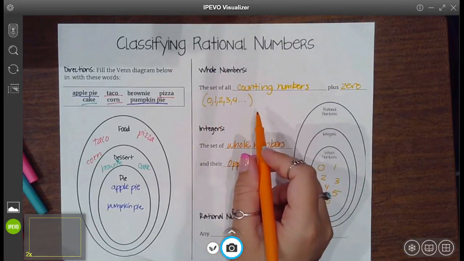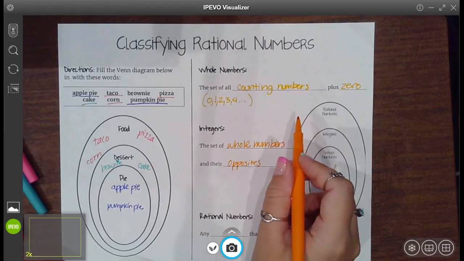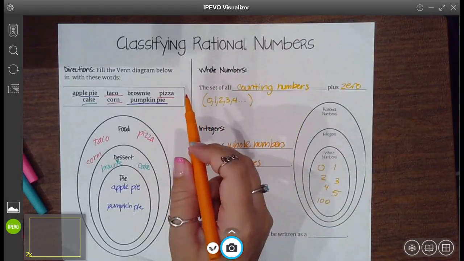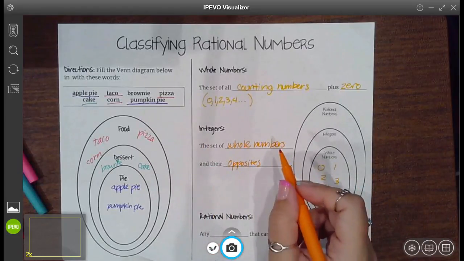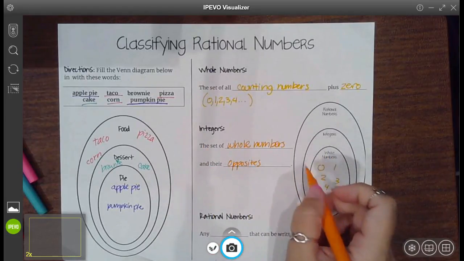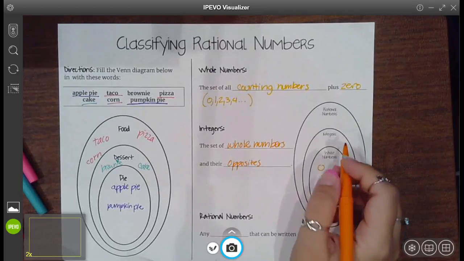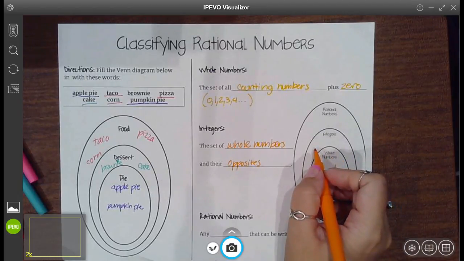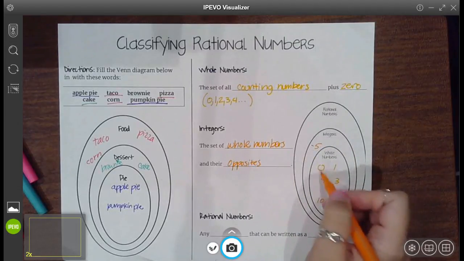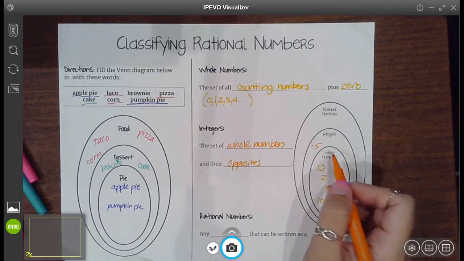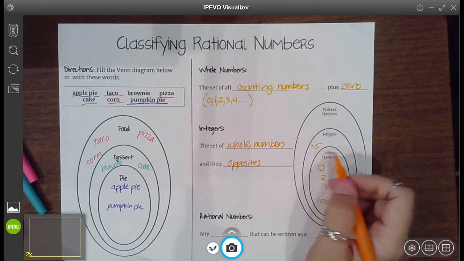Remember how we said it goes all the way like 100, a million, a billion, a trillion? Well, you have -1,000,000, -1,000,000,000, and so on. So it's all the whole numbers plus their opposites that are integers. So in this ring, I wouldn't put 5, but I could put -5, because 5 would be a whole number, but as soon as I do their opposites, now it's an integer.